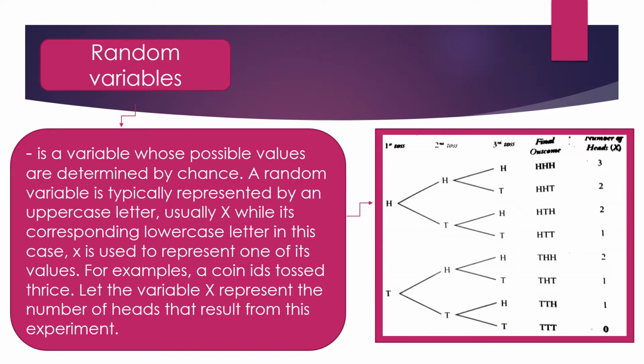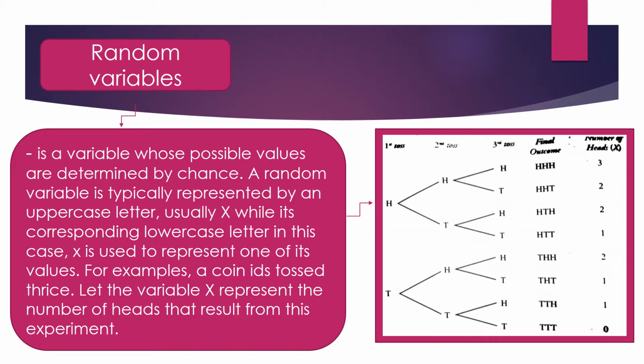Okay, a random variable is a variable whose possible values are determined by chance. A random variable is typically represented by an uppercase letter, usually the big letter X, and its corresponding lowercase letter, in this case the small letter x, is used to represent one of its values. For example, a coin is tossed twice. Let the variable X represent the number of heads that results from this experiment.